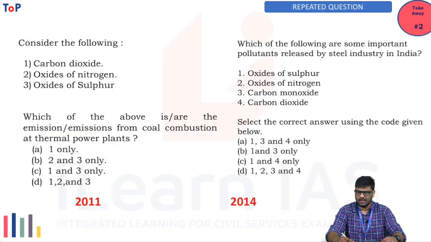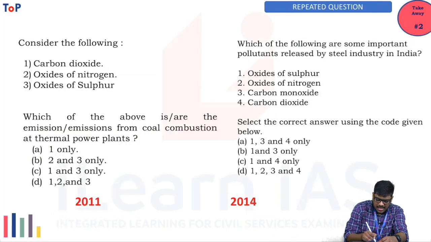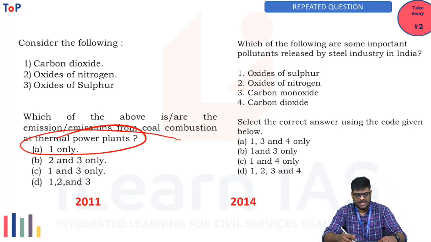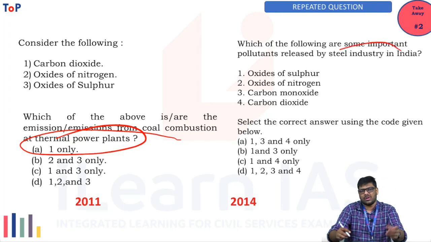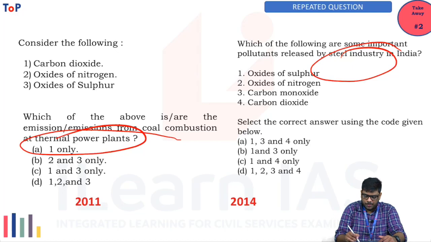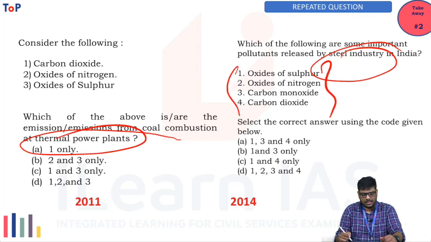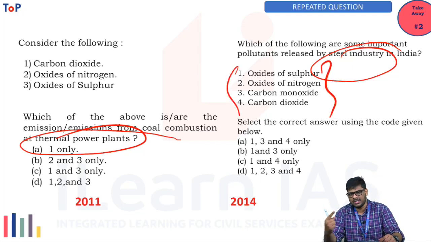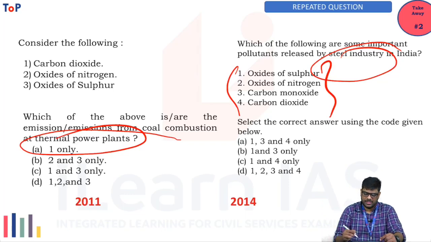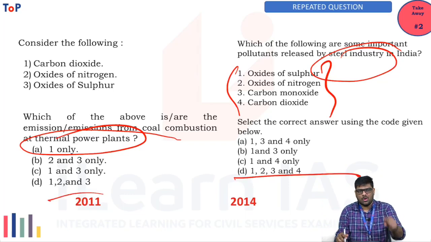Let me give you more examples. In 2011, UPSC asked about emission from thermal power plants, and in 2014, UPSC only changed the industry, but the options were always the same: oxides of carbon, oxides of nitrogen, oxides of sulfur. Which would be the answer? I am not going to discuss the answer here because this is a general analysis. The answer will be discussed in the topic-wise session.